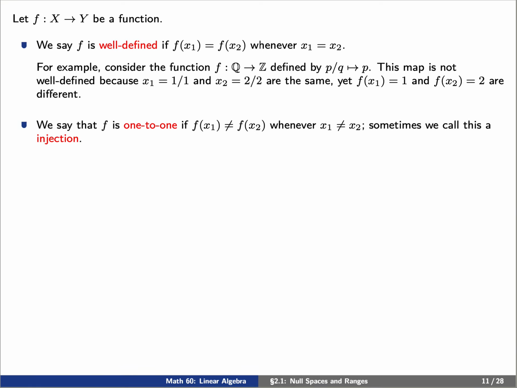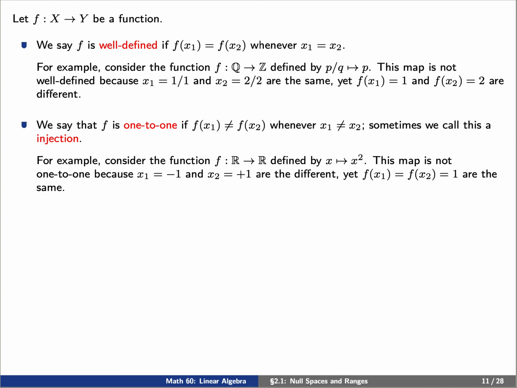We'll say that a function is 1-to-1 if f(x1) does not equal f(x2) whenever x1 does not equal x2. Sometimes we'll call this an injection. For example, the function going from the real numbers to the real numbers that sends a number x to its square is not 1-to-1 because plus or minus 1 both map to the same real number plus 1.